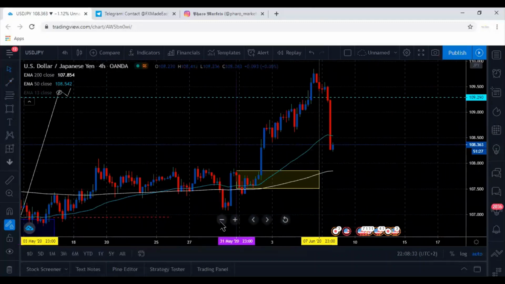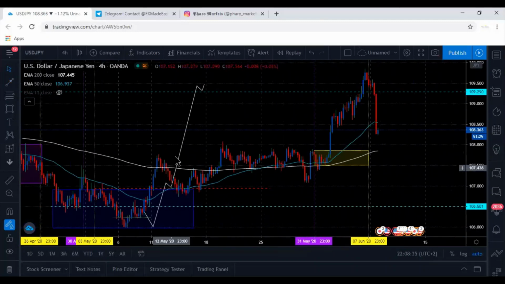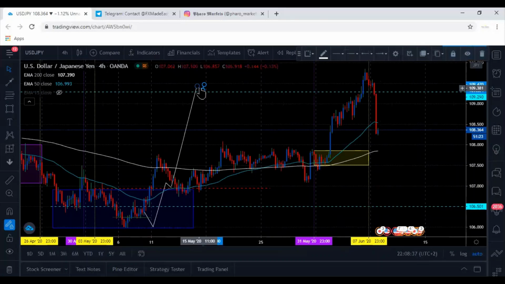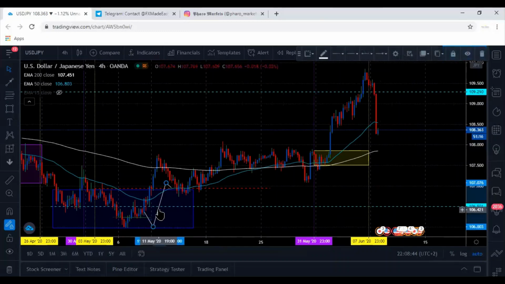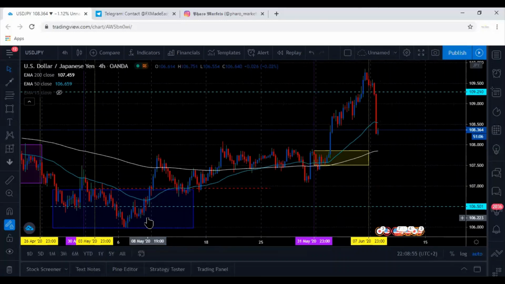So what's the next potential move on USD/JPY? Let me just clean up our previous analysis. Okay, so I'm not going to do analysis according to the boxes. I'm going to use some retail. I'm going to show you guys some retail trading.